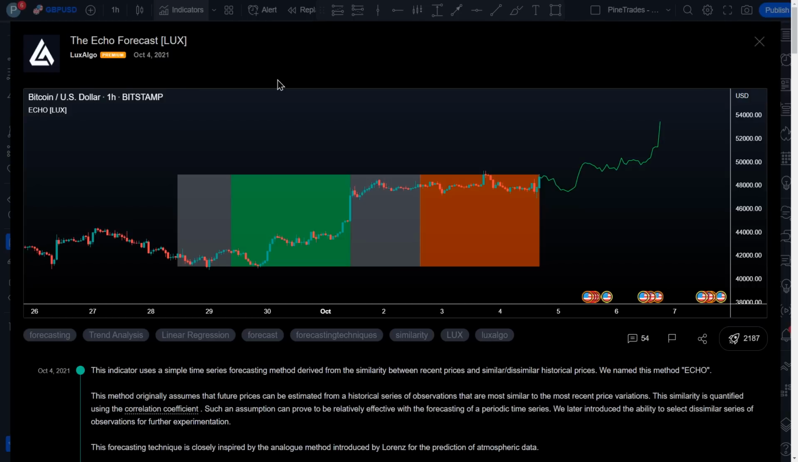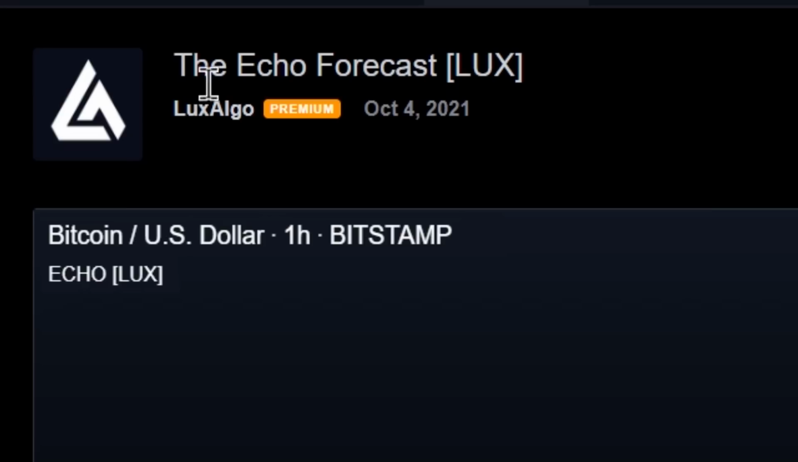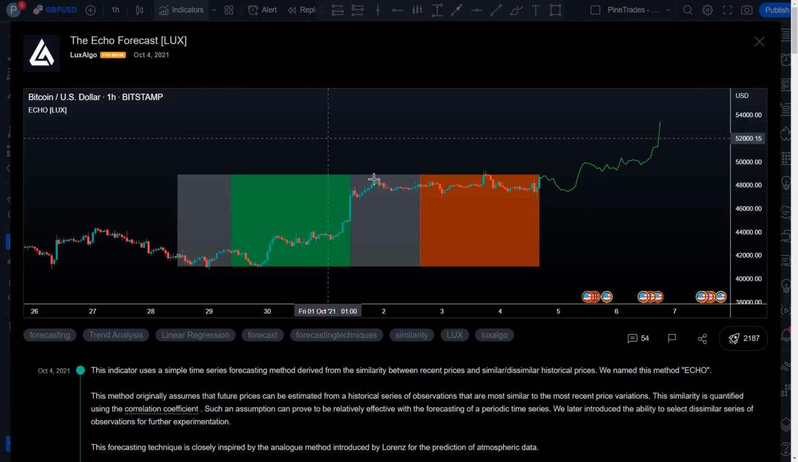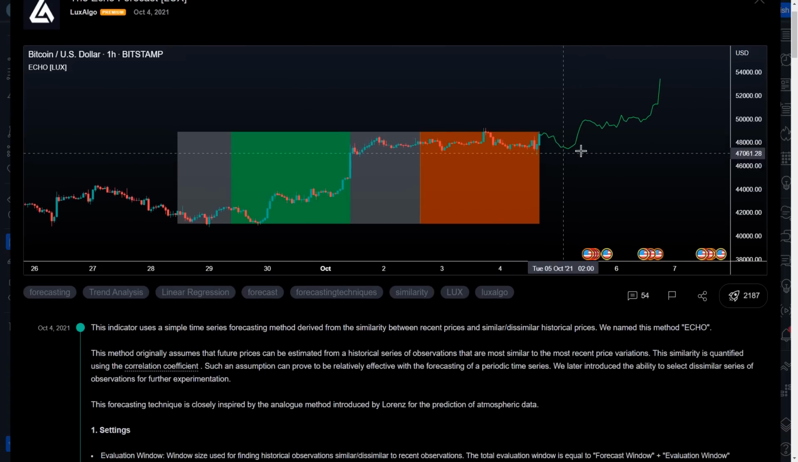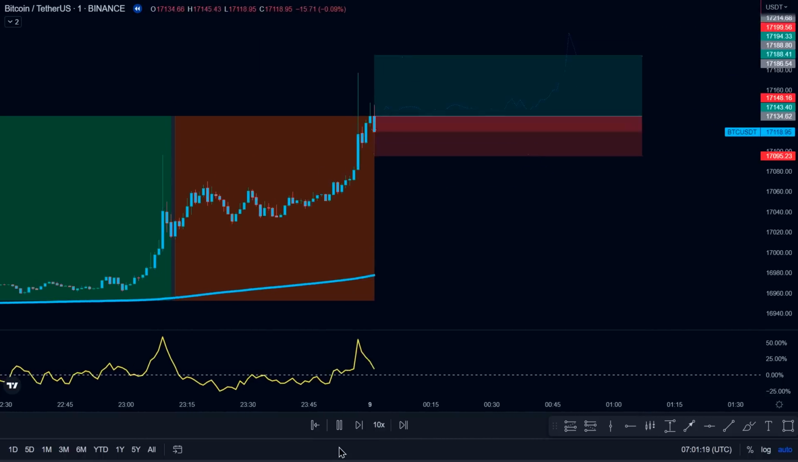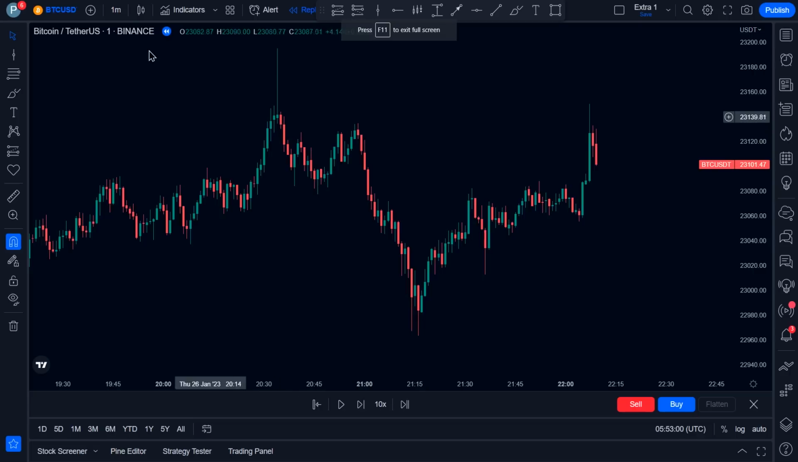And is it a premium indicator or is it free? Well, ladies and gentlemen, welcome the Echo Forecast Indicator. This indicator was created by LuxAlgo in October of 2021, and its main purpose, as you can see, is to plot out the exact path to be followed by the price of an asset. Now, SwitchStats, the original creator of this strategy, used it on the 1-minute chart of Bitcoin against Tether. So we're gonna do the same.